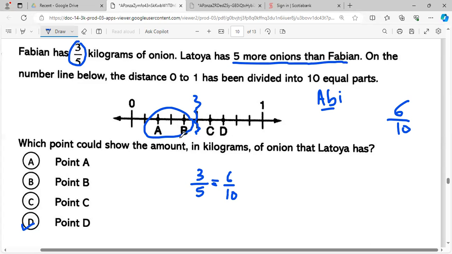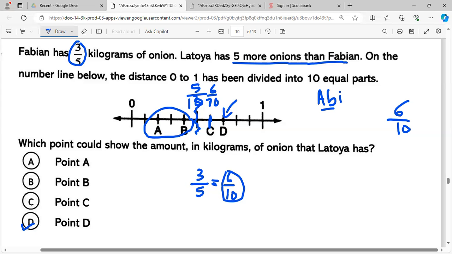Now, as she said, it will be 6/10 as the equivalent fraction. If I check these, 1, 2, 3, 4, 5, because this point here is 5/10, which is a half. Everybody agree with that? And then this would be 6/10. So this is Latoya's actual weight. And we know that he has 5 onions more, so that means it's going to be greater. That is correct. All right. So I know she added that, but yeah, it's correct. Good job.